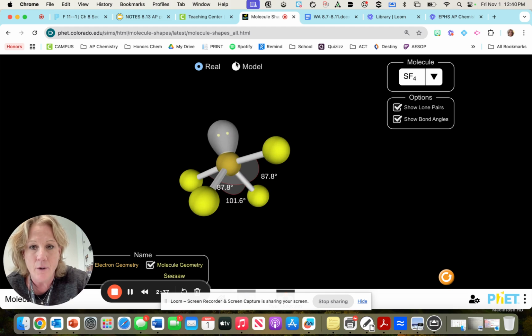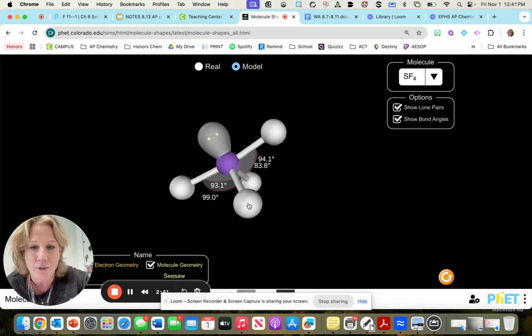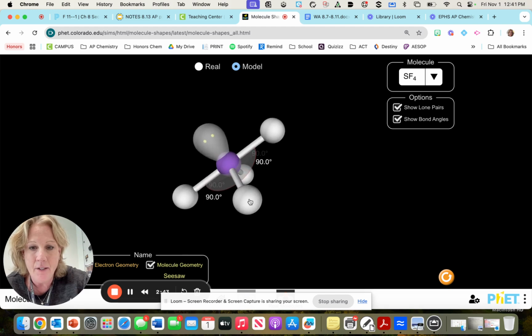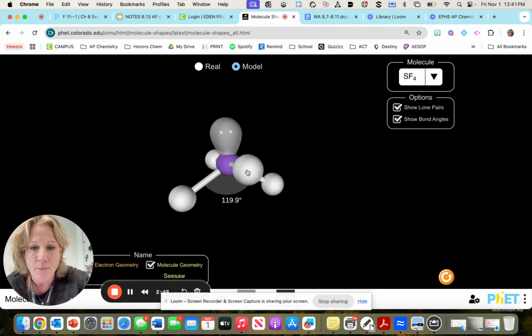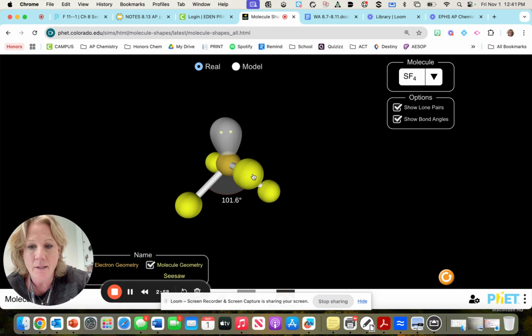But if I go to model, where everything is ideal, that shows you the 90 degree angles are still there. And then at the bottom, that should be 120. So we have both the 90 degree and the 120. The real one is just a little bit more compressed because of the lone pair on top. So this is trigonal bipyramidal geometry, and the shape is seesaw.